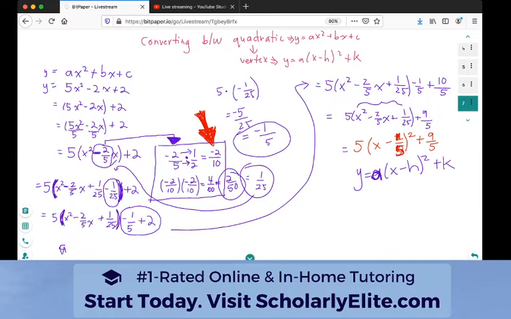Okay, guys. So again, in general, in math, keeping things as fractions is going to help you.